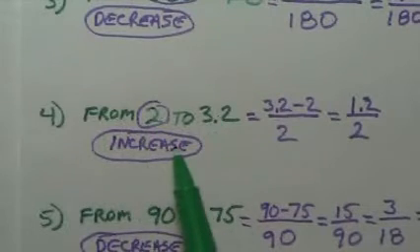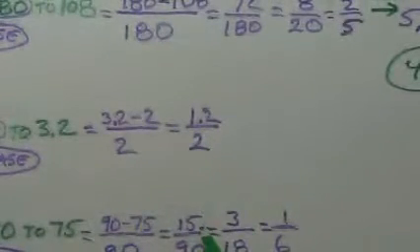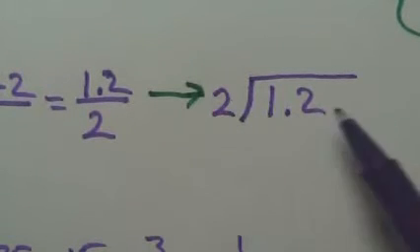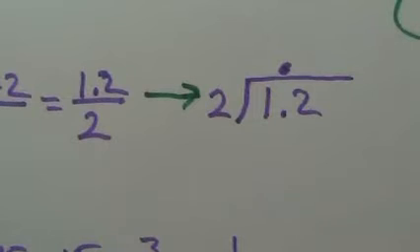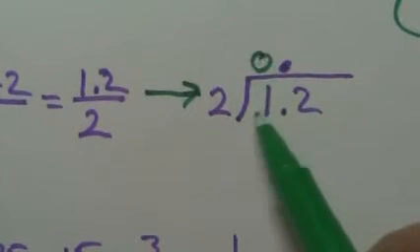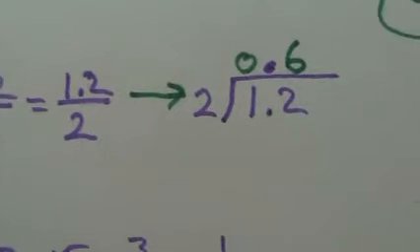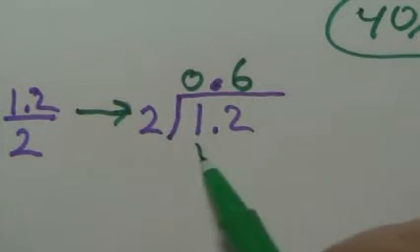Now number 4, we went from 2 to 3.2. Obviously, that's an increase. So we made our fraction. We ended up with 1.2 over 2. So the top number goes in the box, 1.2. 2 is on the outside. Bring the decimal straight up. And then we start to divide. 2 does not go into 1. 2 goes into 12 6 times. So now we move the decimal over. So we're done, because 6 times 2 is 12.